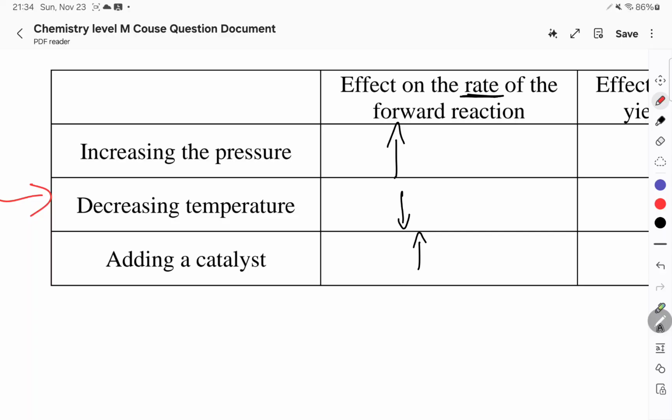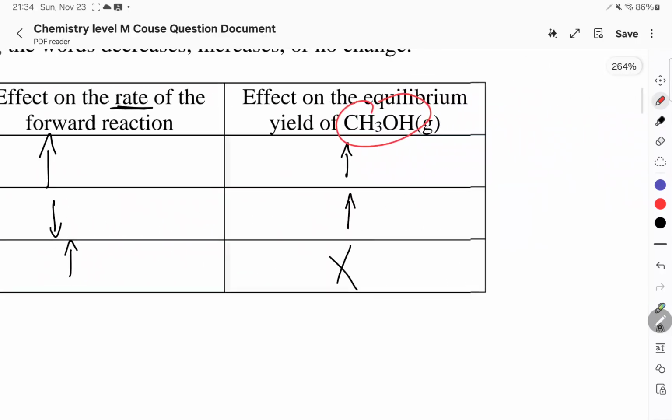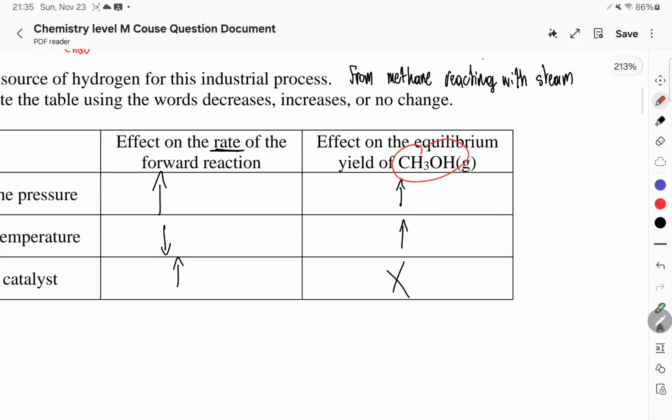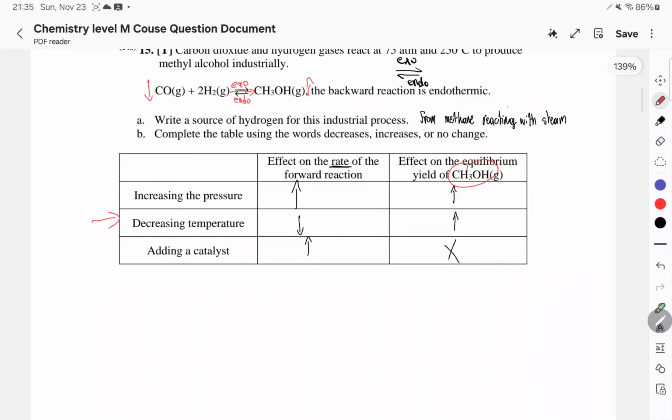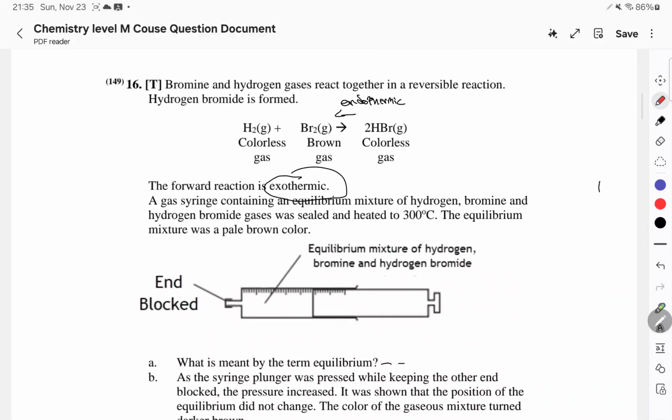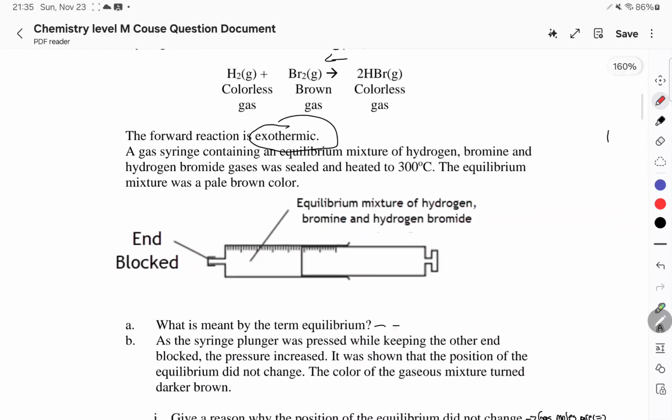When you add a catalyst, instead of reaching the activation energy faster, adding a catalyst actually decreases the activation energy, which is another way of making the rate of the reaction faster. So that means it increases the rate of the reaction while having no effect on the equilibrium yield of any side of the equation or reaction. So that's it for 15, and now we finally have 16.